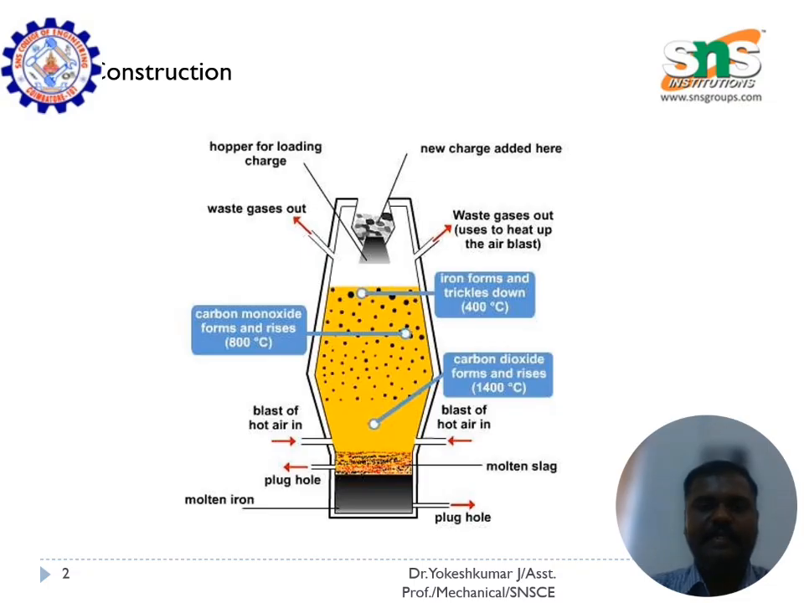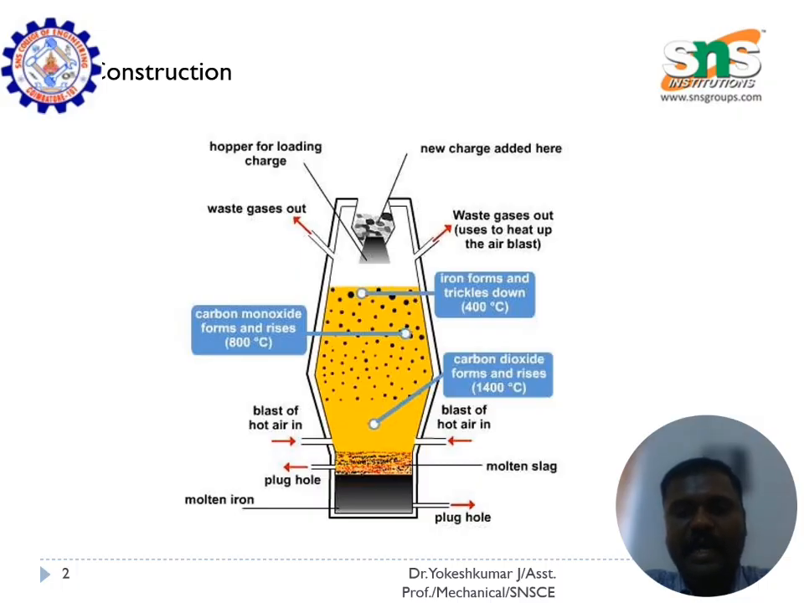So this diagram explains the construction of the blast furnace. As we discussed earlier, this is the cylindrical shell. This furnace is made up of a cylindrical shell made of steel. The profile is not cylindrical throughout the entire height. It has various cross sections. At the bottom we have a narrowing down path, at the center a very high diameter, and at the top again a narrowing down path.